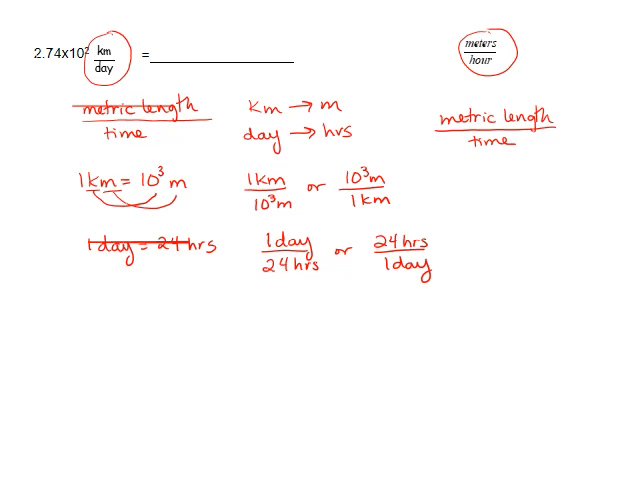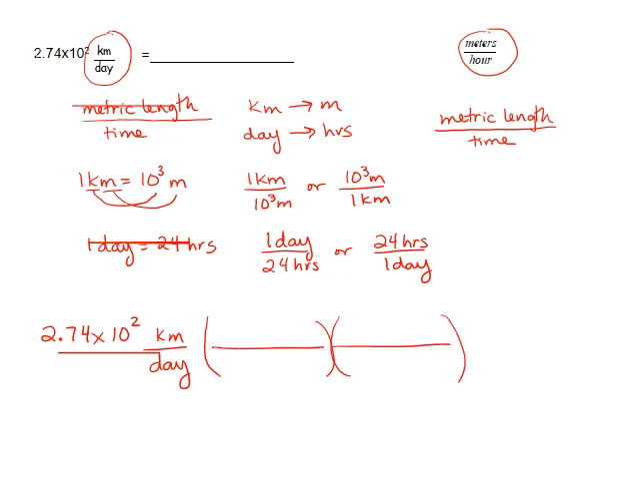Next, we'll have the given information with its associated units, 2.74 times 10 squared kilometers per day. We'll choose conversion factors from above to convert the units we have to the units we want. We currently have kilometers in the numerator of our fraction, and we want to end up with meters in the numerator of our fraction. So we want to choose this conversion factor here that will cancel the kilometers and give us units of meters.